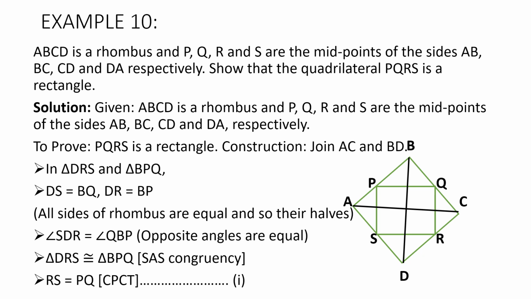Now in triangles DRS and BPQ, we have DS equal to BQ and DR equal to BP. Why? Because all sides of the rhombus are equal. So you have the midpoints, so their halves will also be equal. Now also angle SDR and angle QBP are opposite angles, so they will be equal. So by SAS congruency, DRS and BPQ are congruent, and by CPCT, RS and PQ are equal. So first thing we have shown is RS and PQ are equal.